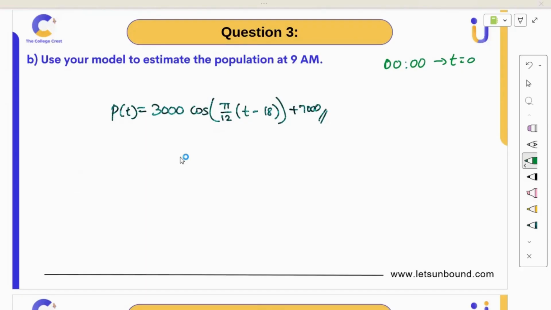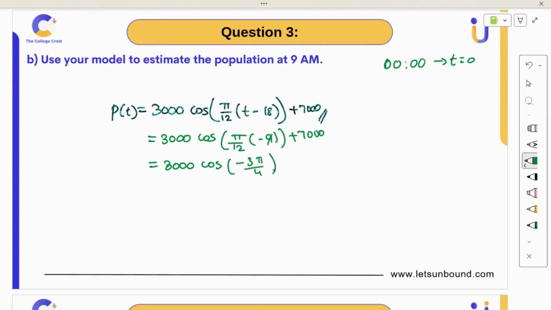When we plug this in, we will get 3000 cos pi by 12 times (9 minus 18). What is 9 minus 18? It's minus 9, plus 7,000. So we can just simplify this: 3000 cos of negative 3 pi by 4 plus 7,000. If it's not a calculator paper, you should be able to find the values.